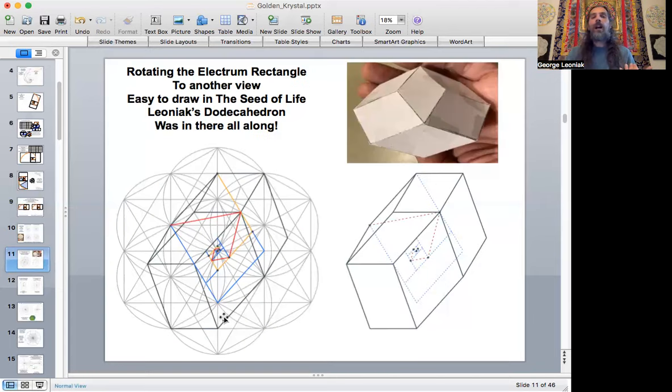And I was quite surprised how easily this dodecahedron that is named after me fits into this seed of life here, and that rectangle could be drawn in there just waiting to be discovered, the Electrum spiral / crystal spiral, all within this dodecahedron. Now, I'm going to say this is all flat, and we're going to talk about flatland geometry for a little while. It's just that the spiral is just on one flat plane.